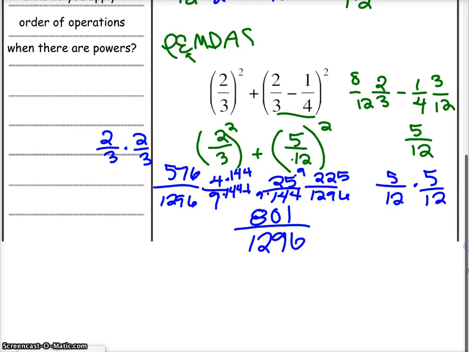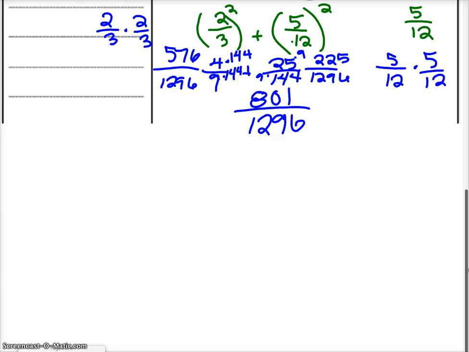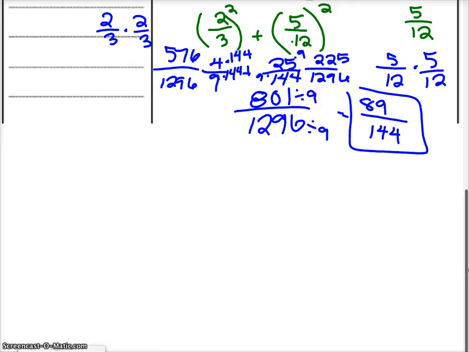So I don't know what goes into these two, so I'm going to use the divisibility rules. 8 plus 1 is 9, so I know 9 goes into the top. I'm going to see if 9 goes into the bottom. 1 plus 2 is 3. 3 plus 9 is 12. 12 plus 6 is 18. So I can divide both of these by 9. 89 over 144. Okay, and I'm done. And yes, that is a lot of work, but I did it.